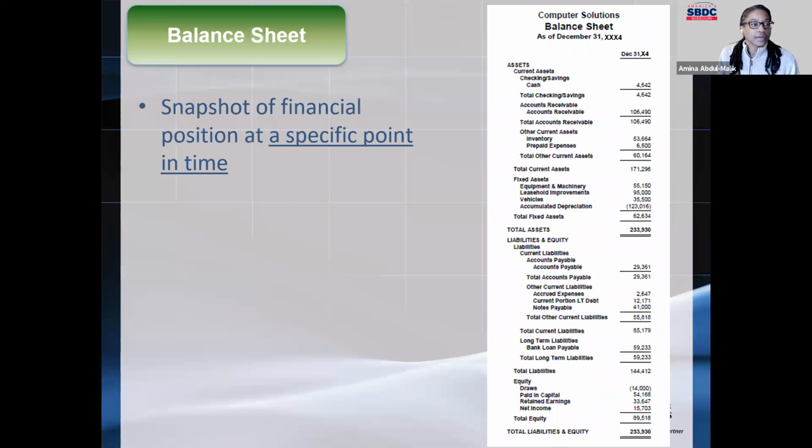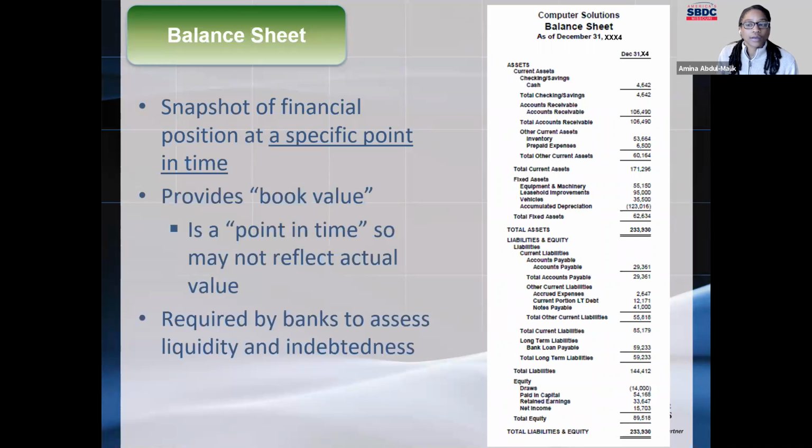All right, let's take a look at the balance sheet. And the balance sheet is, as we stated before, looking at financial information for a specific point in time. So as of December 31st, back in 2004, Computer Solutions had a balance of $233,930. So this is kind of providing you a snapshot of their financial position.